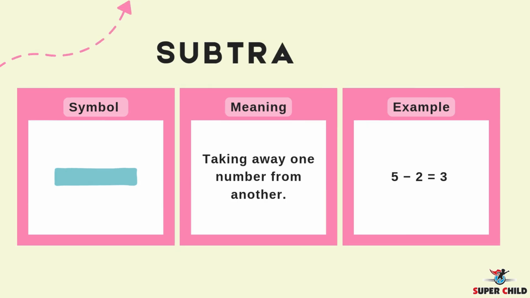The next we'll see is subtraction. Taking away one number from another is called subtraction. For example, 5 minus 2 is equal to 3. And the symbol of subtraction is this minus sign.